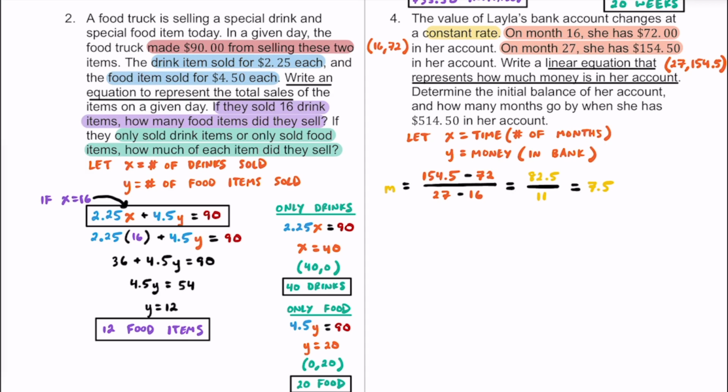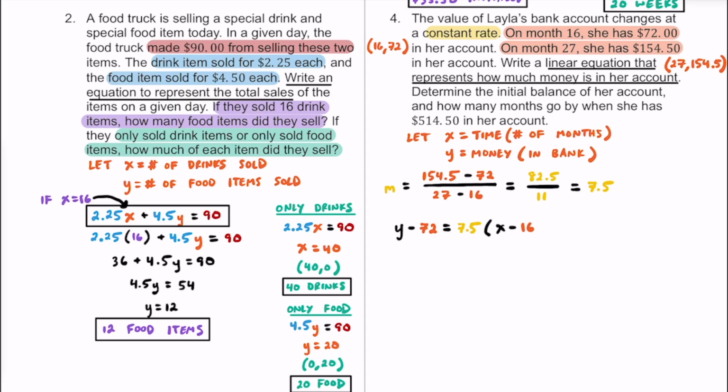So for point slope form, we're going to do y minus. Now y1 here is going to be 72. That's going to be equal to m, which is 7.5. That's going to be our unit rate. That's going to be multiplied by x minus whatever x1 is. x1 here happens to be 16.